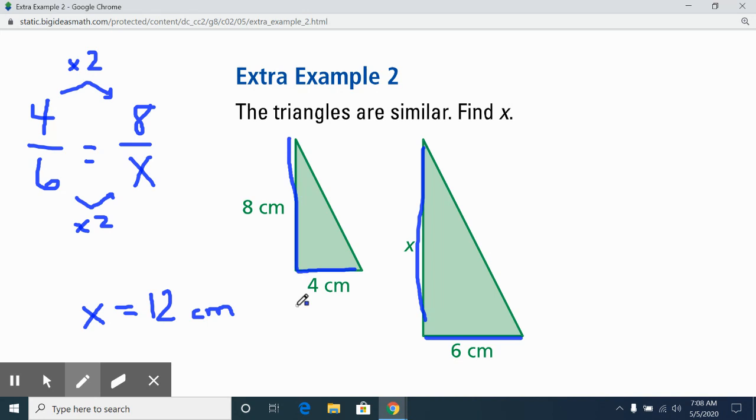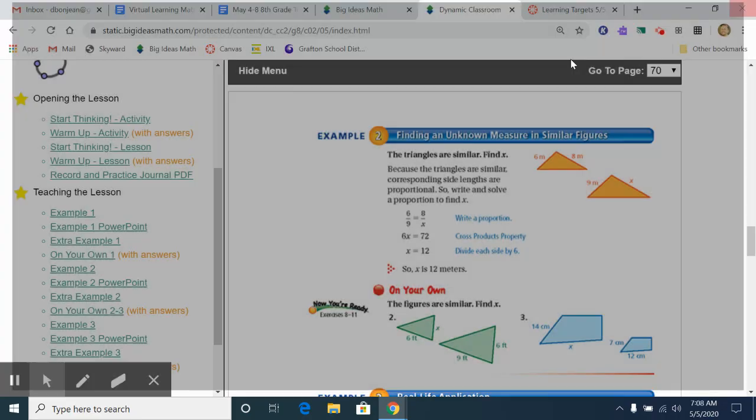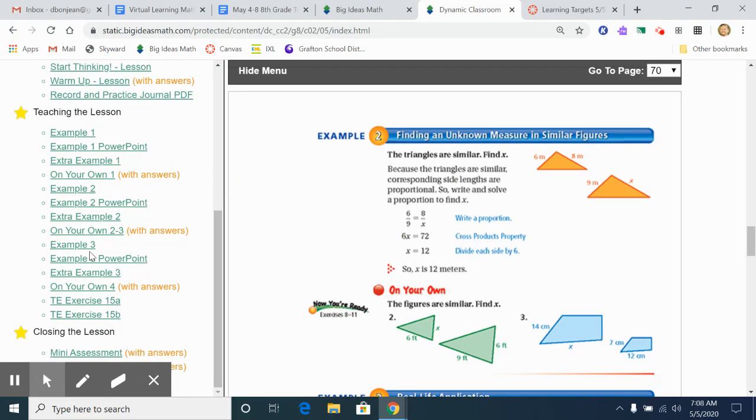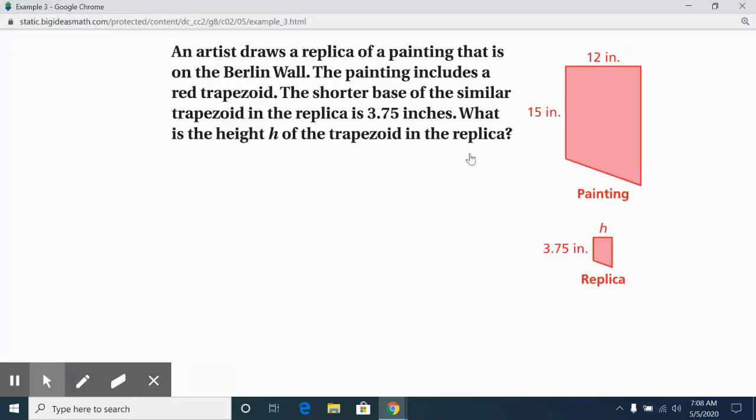What you should be noticing is there are multiple ways of doing these problems, but that's essentially it. Let's look at one more. If we look at example 3, it's basically a word problem using the same skills.